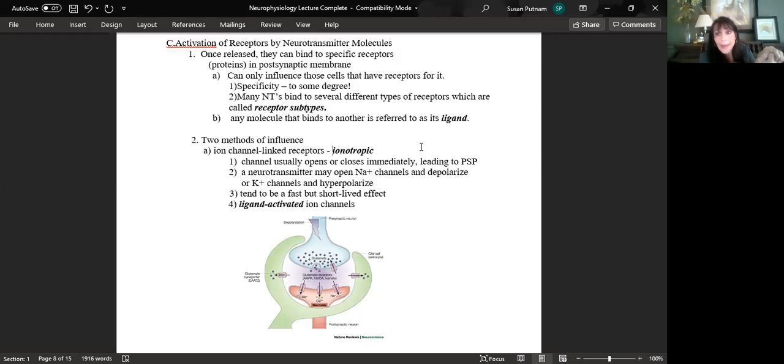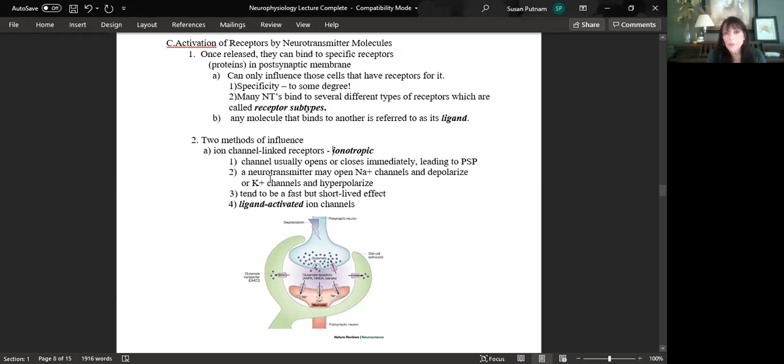Now, all of a sudden, it's activated by a particular neurotransmitter. It opens up. Now there is a channel going right through to the inside of the cell. Usually, this channel will open or close immediately, and that leads to a PSP. You can write in there post-synaptic potential.